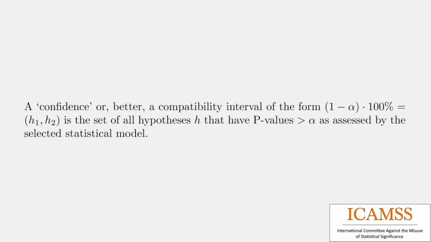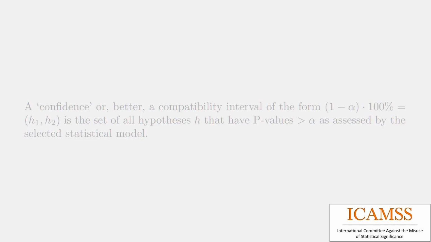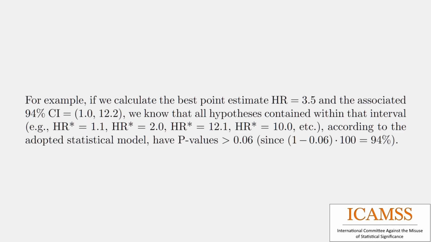A confidence, or better, a compatibility interval of this form, is the set of all hypotheses that have p-values greater than alpha, as assessed by the selected statistical model. For example, if we calculate the best point estimate HR equals 3.5 and the associated 94% compatibility interval, we know that all hypotheses contained within that interval have p-values greater than 0.06.